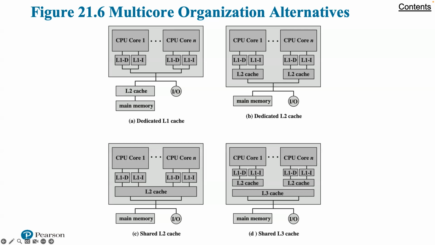Finally, as the amount of cache memory available on the chip continues to grow, performance considerations dictate splitting off a separate shared L3 cache. This is what we're showing in figure 21.6d, with dedicated L1 and L2 cache for each core processor. The Intel Core i7 is an example of this organization.